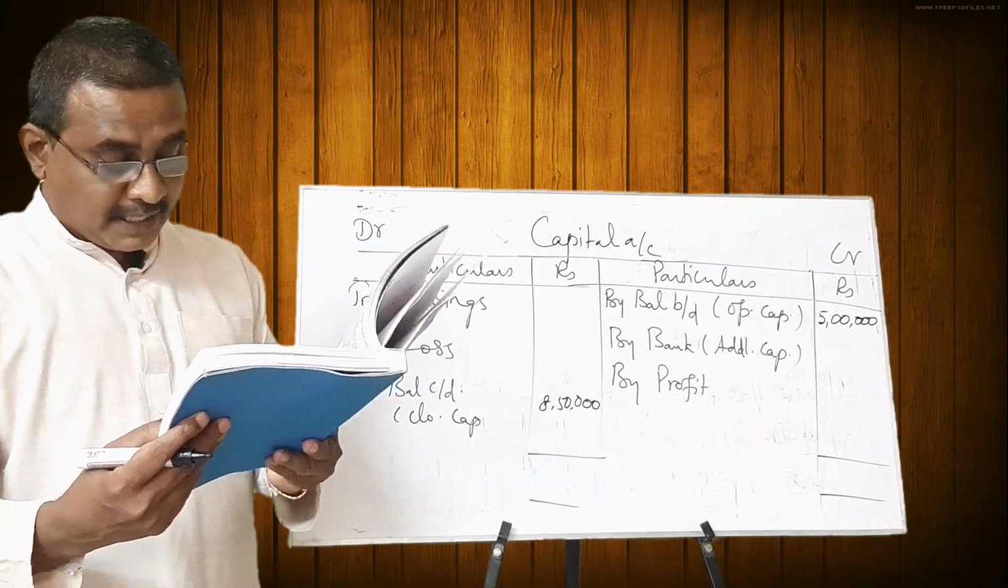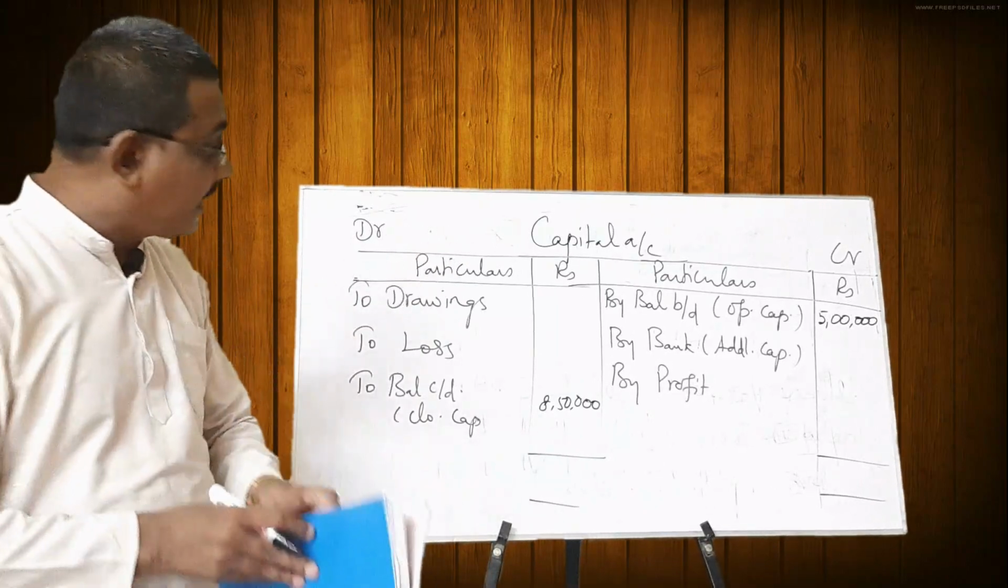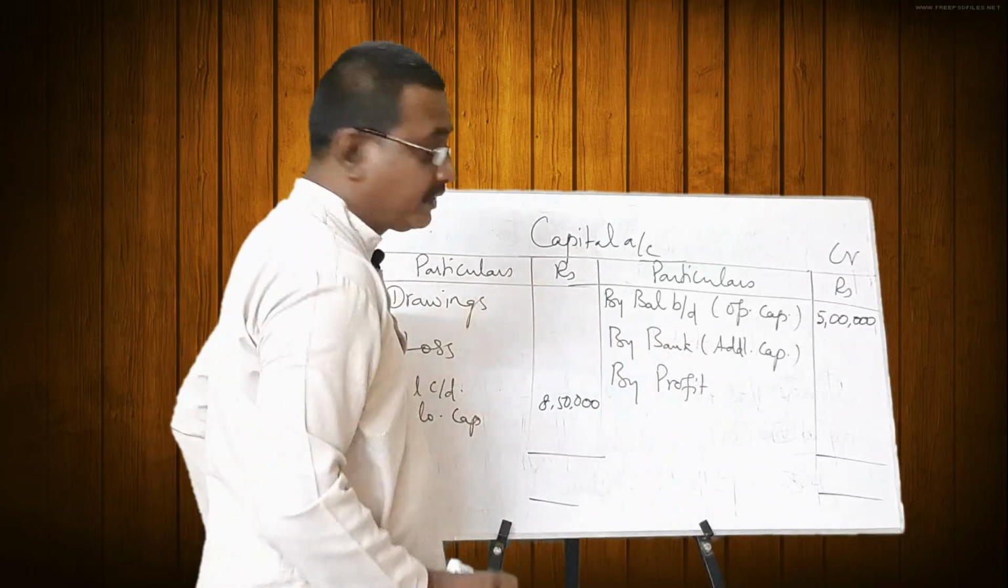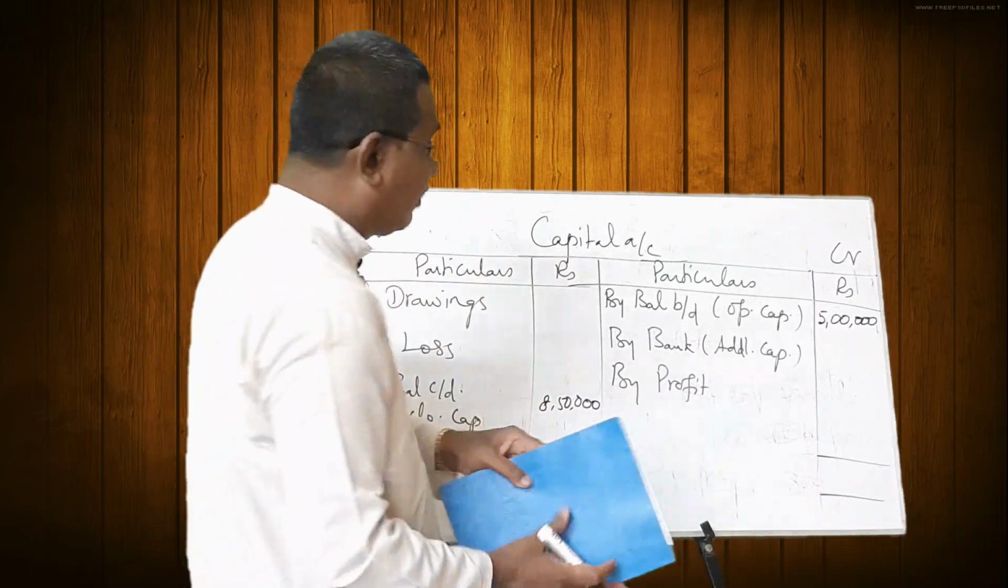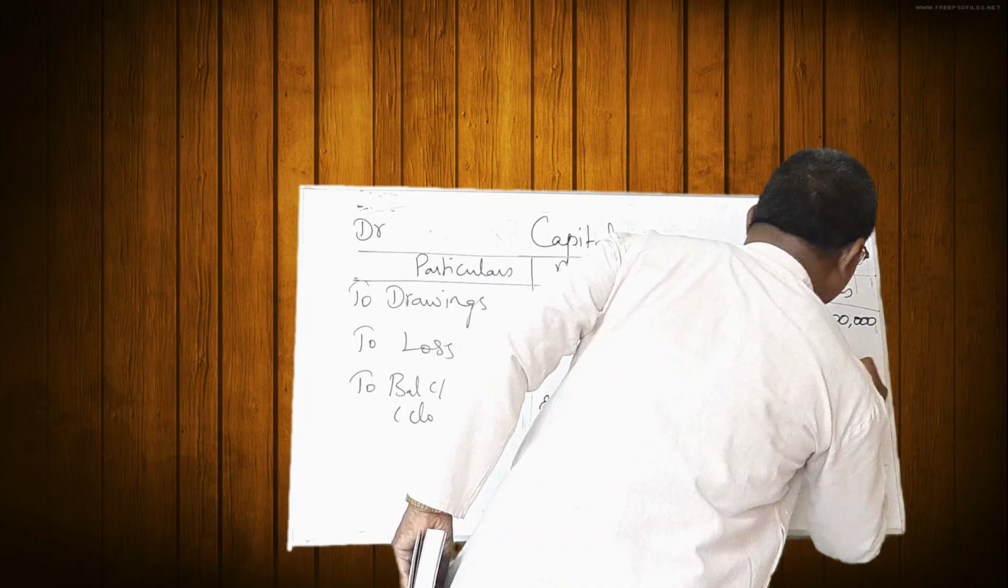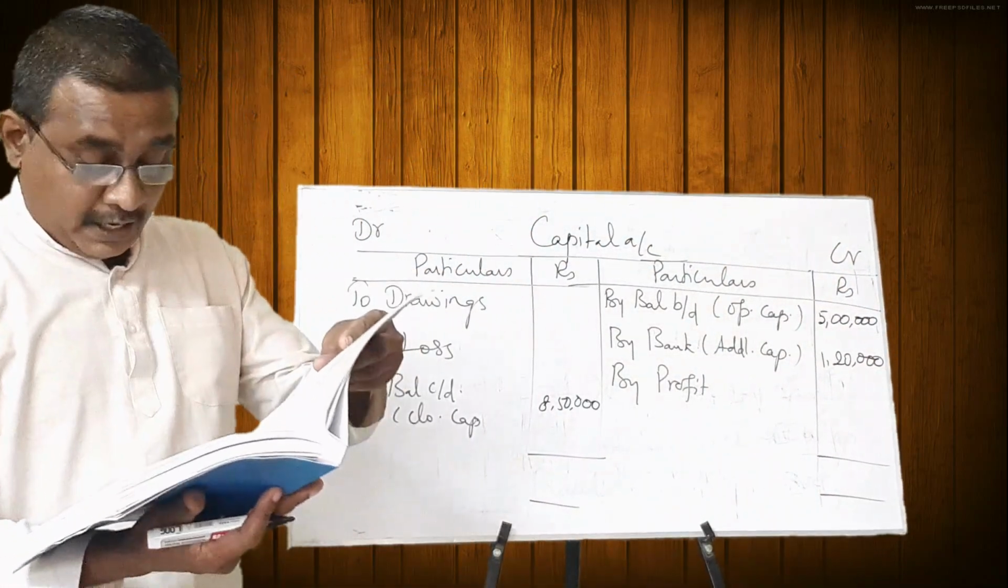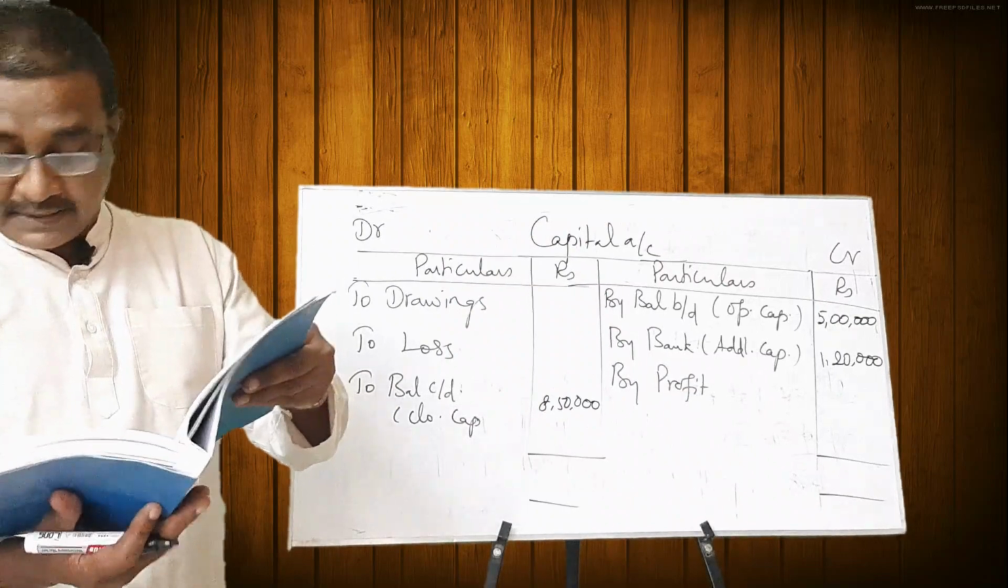And additional capital introduced during the year. Where is that additional capital? This comes on the credit side of the capital account. What is the amount given? 1,20,000. Then what is given? Drawings during the year, 70,000.